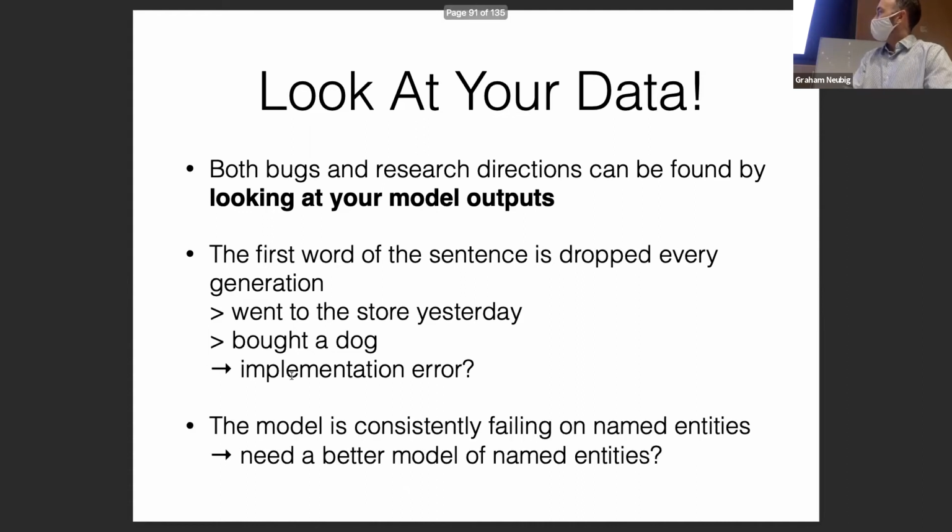The other variety is, let's say your model is consistently failing on named entities. Let's say you have a translation model and it's translating pretty well, but it's getting all of the people, places, and things wrong. That would indicate that maybe I need to be improving my model of people, places, and things, or my data, or something else like that. So it can both find implementation errors and potential model improvement directions.